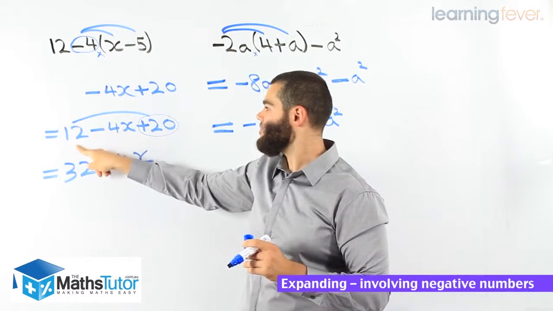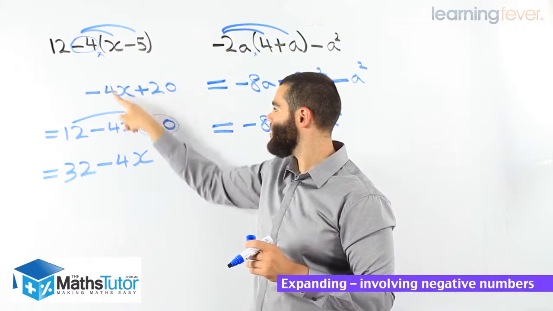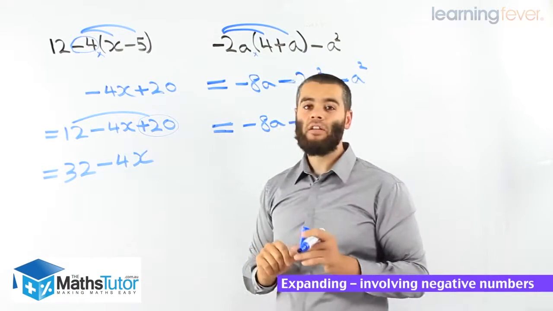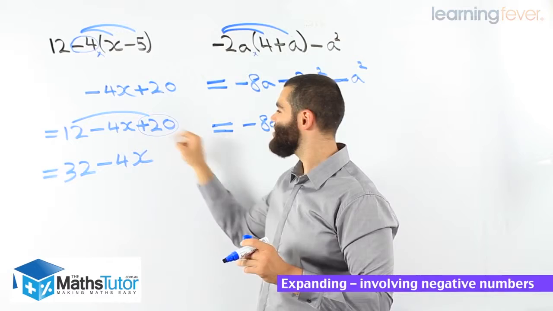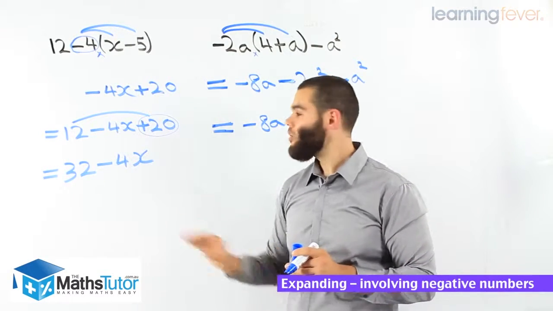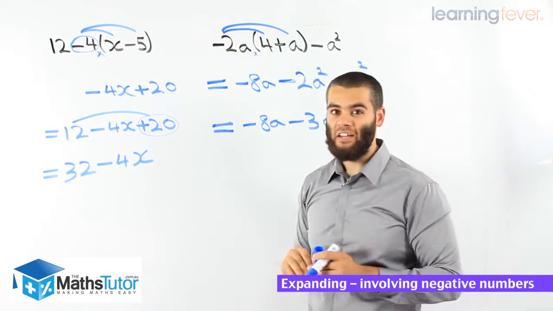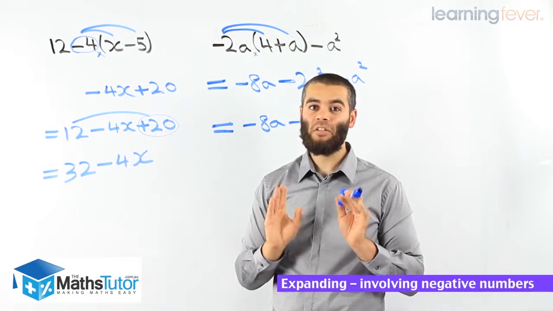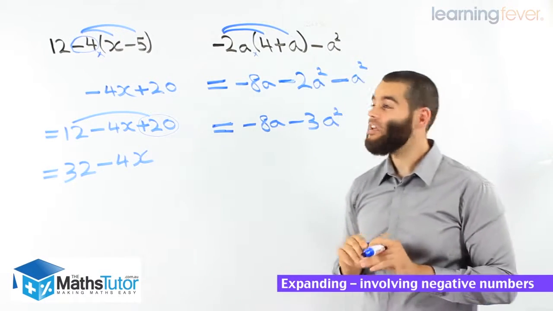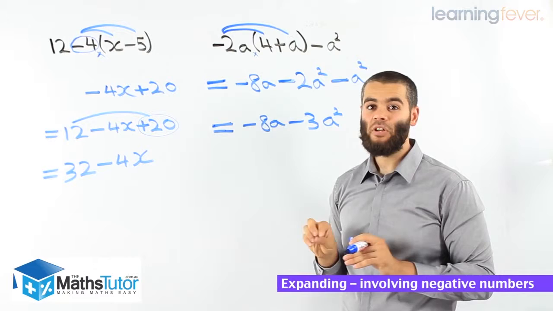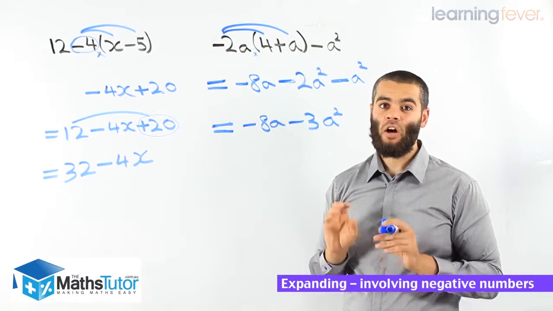12, we bring it down. Minus 4x plus 20, there it is. And now we collect like terms. 12 plus 20 is 32 minus 4x. So it is always important. I always stress, when you are doing algebraic expressions, be careful of the negatives.